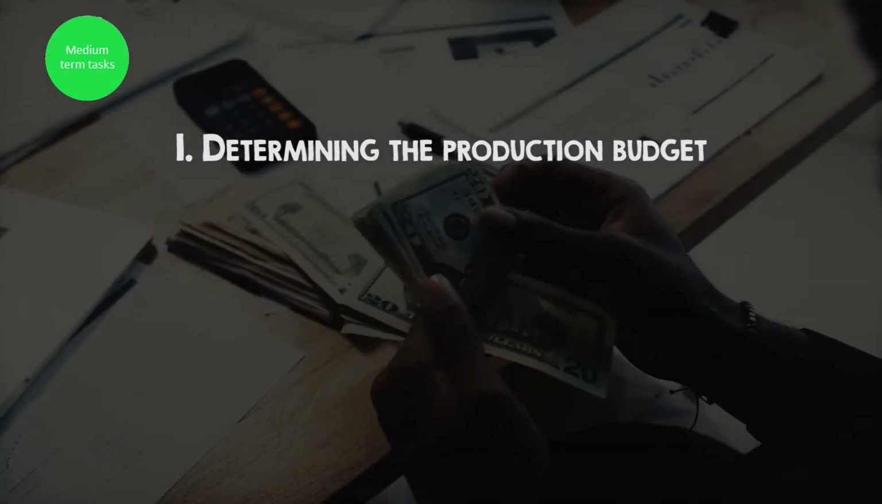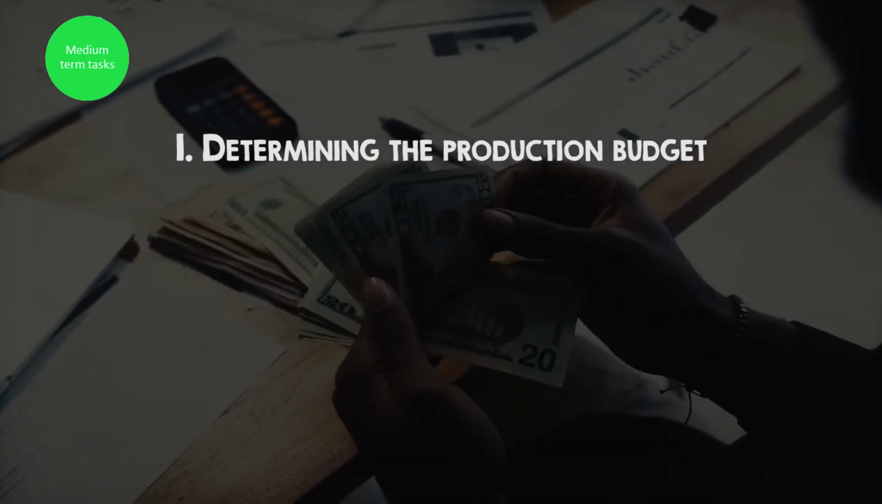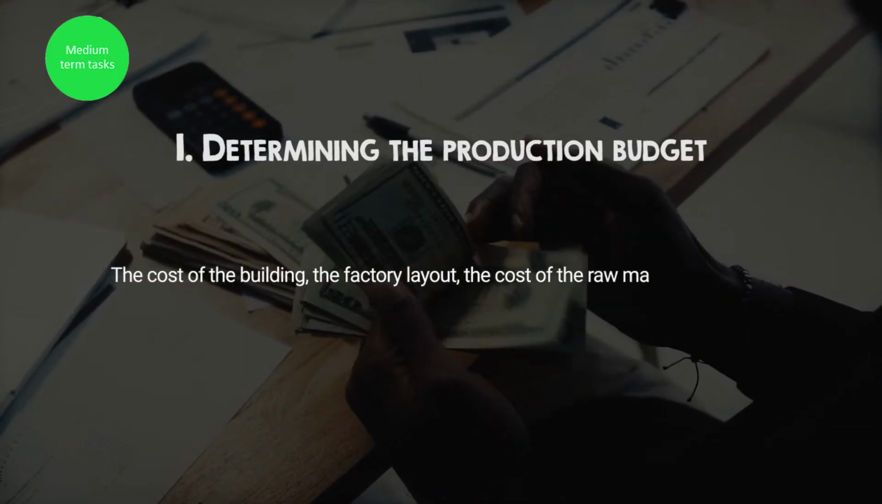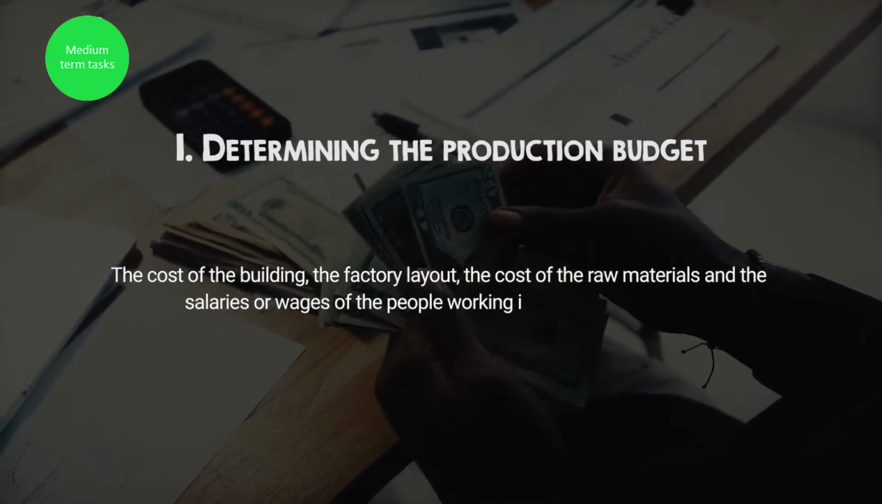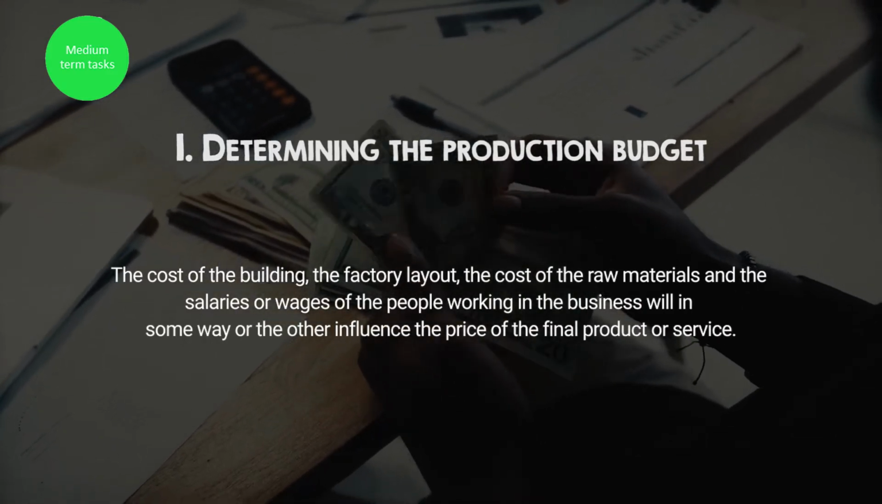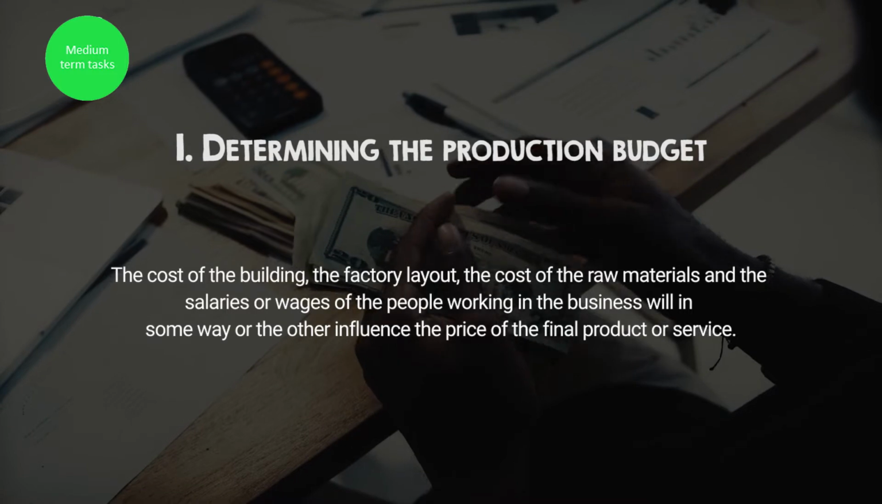Determining the production budget. Knowing exactly how much you need to produce to break even, and not only that, but to pay the people and to buy the machinery which you may need to work, will all need to be considered when drawing up the budget.